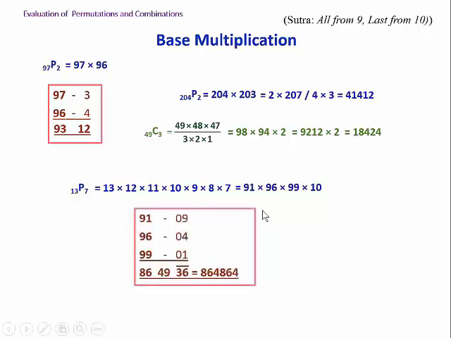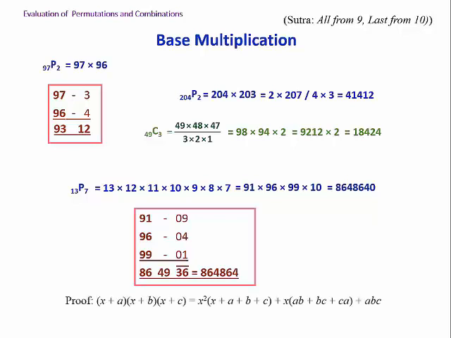Here it is. There are the 3 numbers near 100. These are the deficiencies. We cross-subtract 91, take away the other deficiencies. We multiply these deficiencies together in pairs and add to get the 49, and we multiply the deficiencies to get minus 36, which gives us this number. So because we've got to multiply by 10, our final answer is 8,648,640. And this is an algebraic proof of that method.